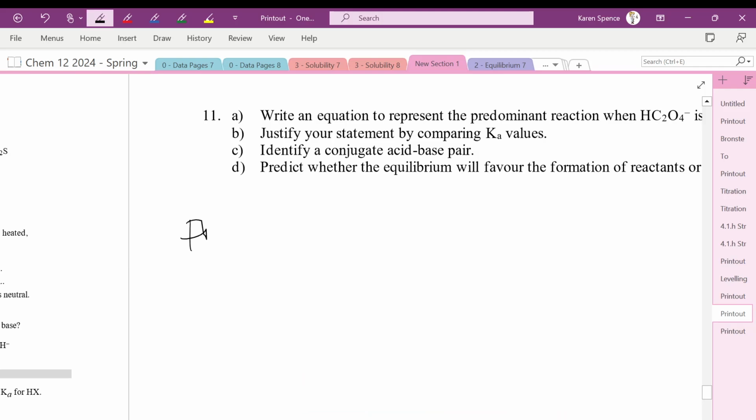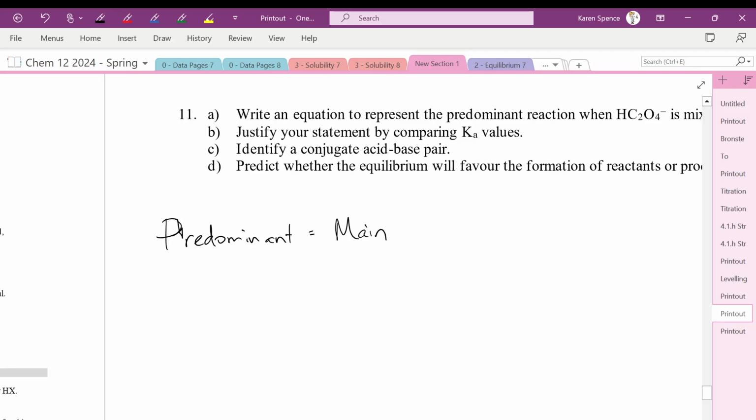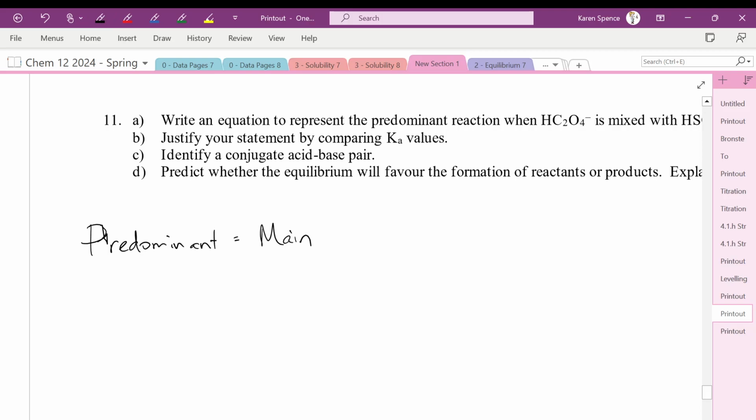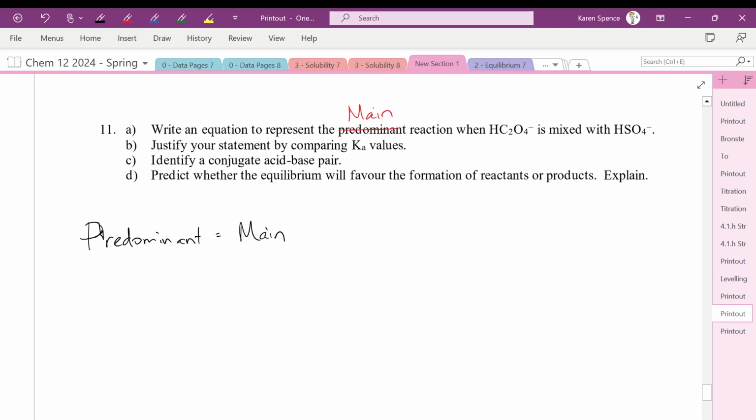Predominant means main. So anytime you see the word predominant, if you get flustered by it and you're like, oh my gosh, Ms. Spence told us, but I don't remember, you can ask me. If you're on a test, you can ask me, but it just means main. So what is the main reaction when HC2O4 is mixed with HSO4 minus?